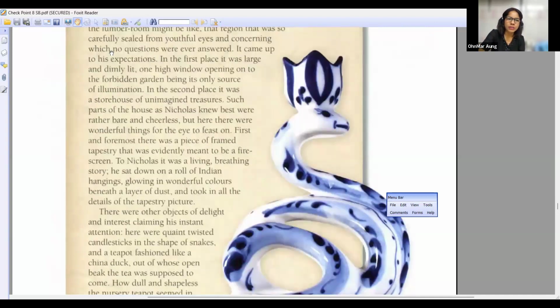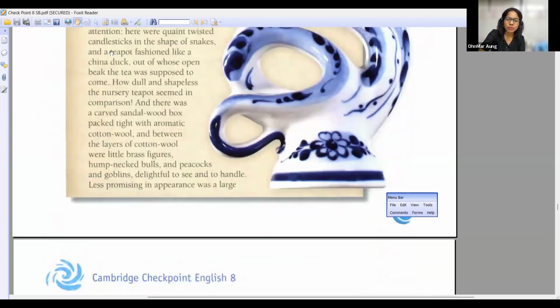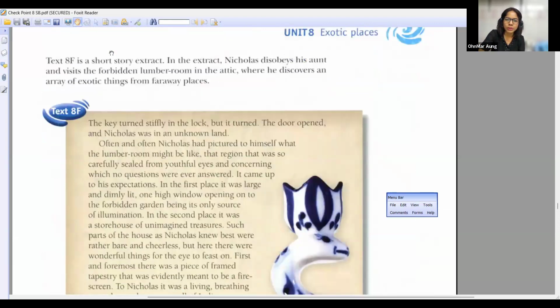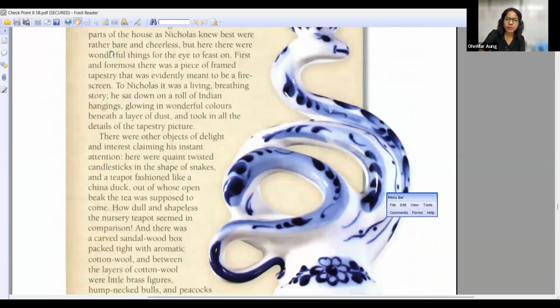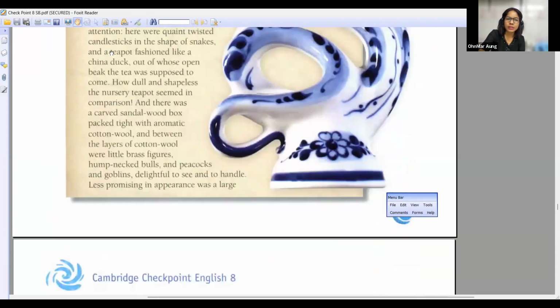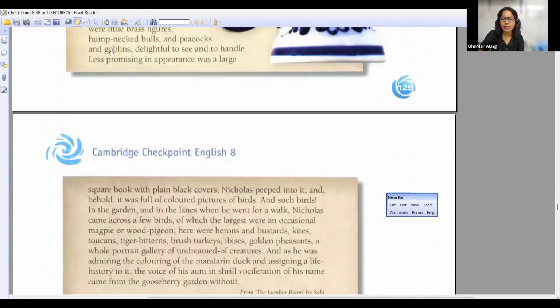There are some expressions that are new for you. You are also shown the picture here. I want you to read this text quickly. Later we will discuss.